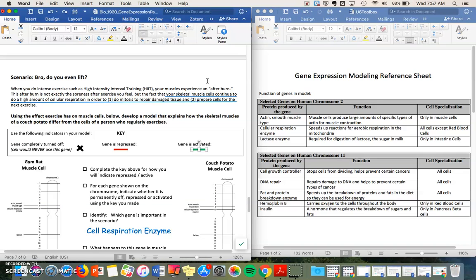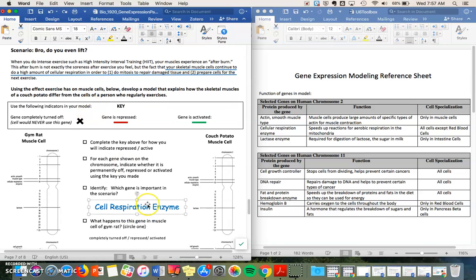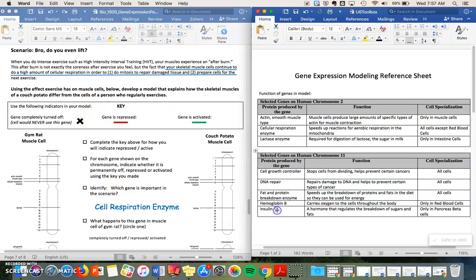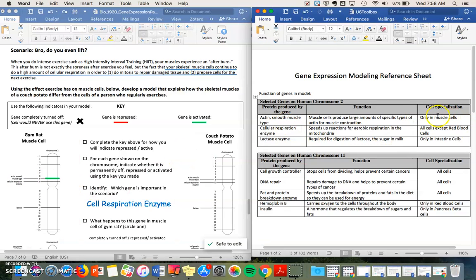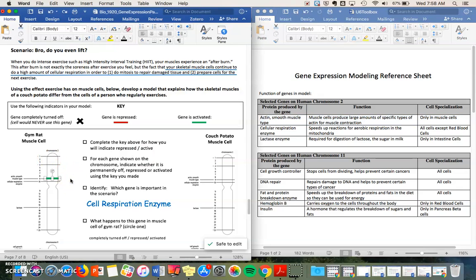As I read this, it talks about my cells needing to do more cellular respiration. So if I look at all these genes, my gene of interest involved in cellular respiration is going to be my cellular respiration enzyme right here. Now I'm going to start to model what's going on. I'm going to focus on actin, and actin is in muscle cells, so I'm going to have that activated in the gym rat.